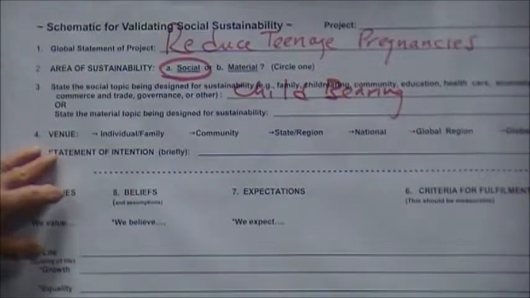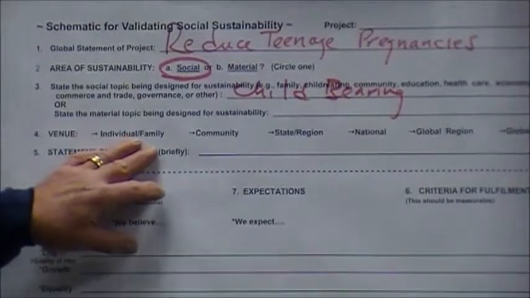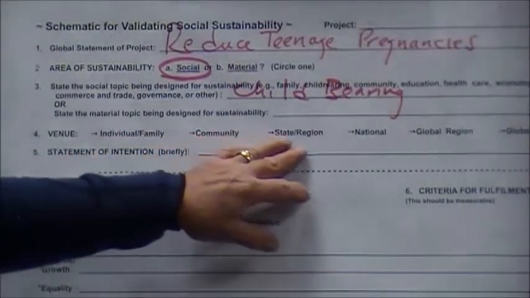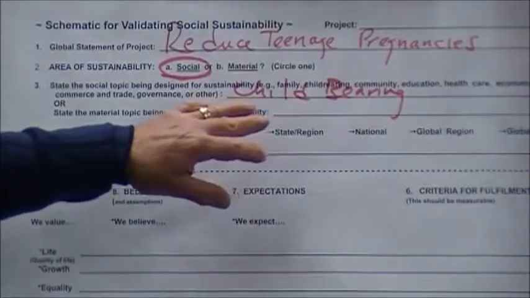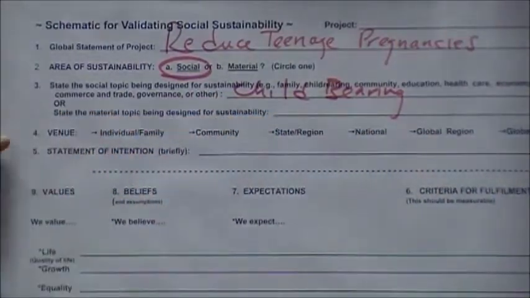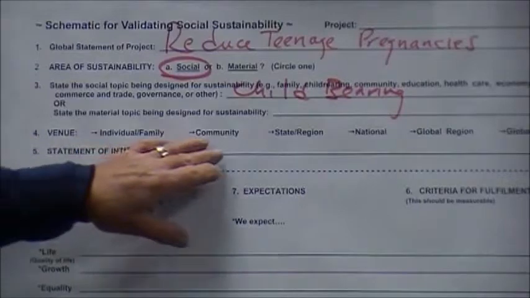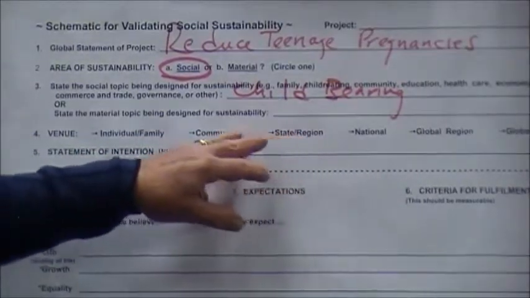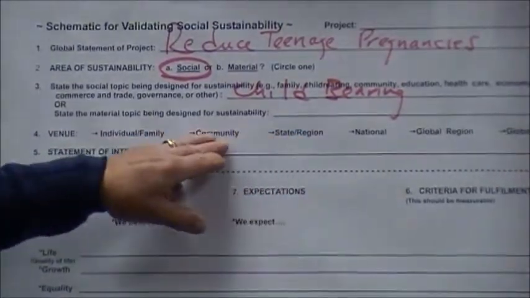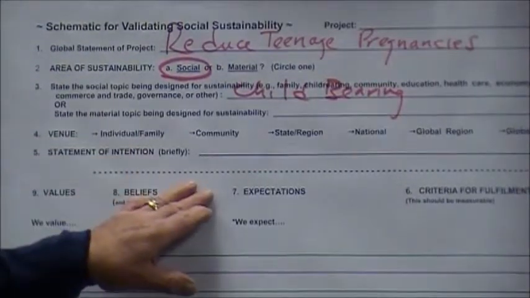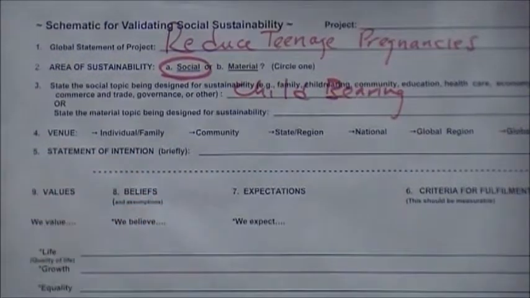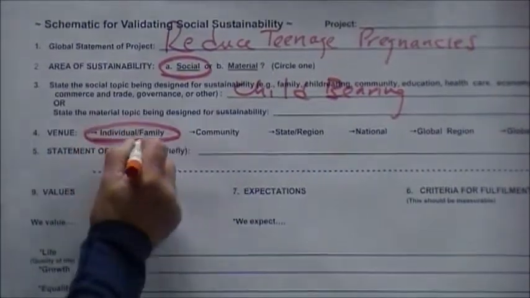Venue. This tells us whether we want to pay attention to the individual family or community, state, region, national, or global. Well, you have to realize that if we attack the state and region, then we'll have to write this design for the community and for the individual and family. So for the purposes of our example today, we want to use just the individual family. Okay?